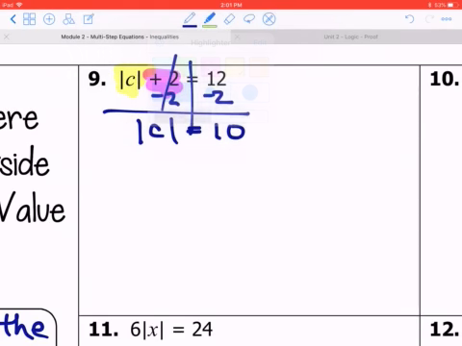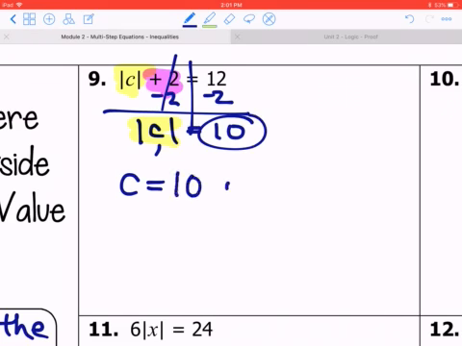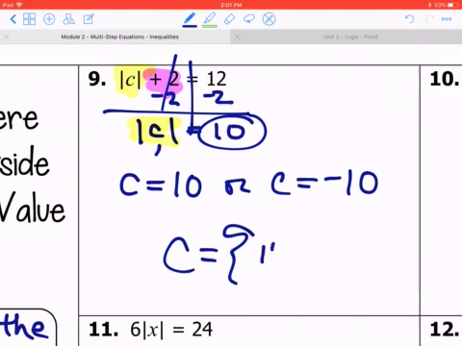Now you can see my absolute value is by itself, so I'm going to pull out what's inside. So C is going to be equal to the positive 10, or C is equal to negative 10. And so then this answer, we would write C with our brackets is 10 comma negative 10. Okay, that's it.